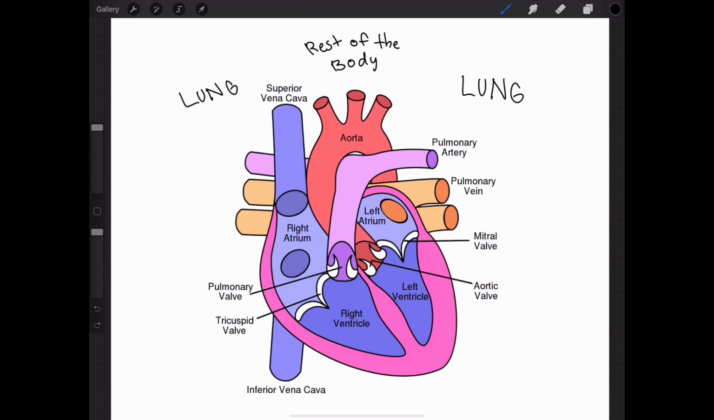We first start off with the deoxygenated blood going in through the superior and inferior vena cava into the right atrium. Then, the deoxygenated blood will flow through the tricuspid valve and into the right ventricle. The right ventricle will then proceed to pump the blood through the pulmonary valve and into the pulmonary artery, where it will be sent to the lungs to get oxygenated.